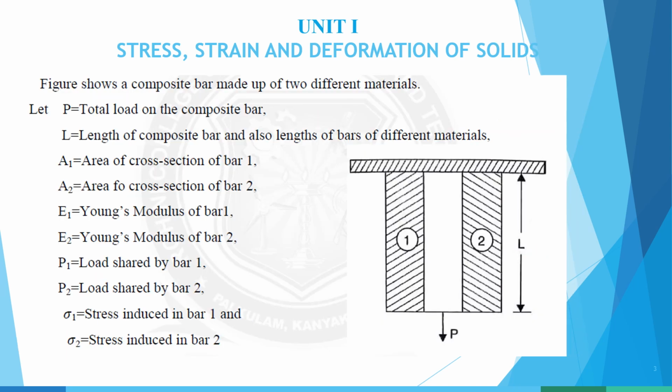Stress, strain and deformation of solids. The figure shows a composite bar made up of two different materials, number 1 and number 2. Let P be the total load on the composite bar, L the length of the composite bar, A1 the area of cross section of bar 1, A2 the area of cross section of bar 2, E1 Young's modulus of bar 1, E2 Young's modulus of bar 2, P1 the load shared by bar 1, P2 the load shared by bar 2, sigma 1 the stress induced in bar 1 and sigma 2 the stress induced in bar 2.